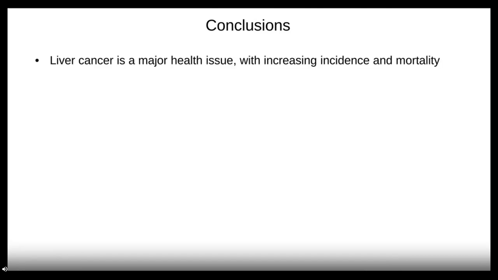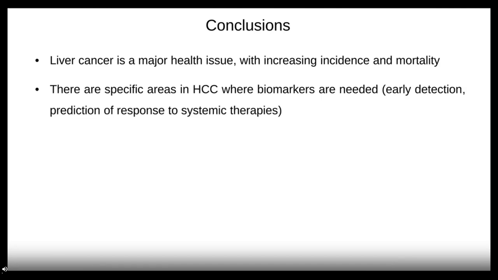So just to summarize the presentation, I would say that liver cancer is a major health issue, and we know that its incidence is increasing worldwide, in the US in particular, and mortality is also increasing. There are specific areas in HCC research where biomarkers are needed, and I would like to highlight two of them. Early detection. The tools that we have are very poor. They only detect 63% of the patients with early tumors. We need something that is better than that, because we're missing a lot of patients with early tumors that can be cured. And secondly, biomarkers are needed to tell us which is the best sequence of treatments the patient will receive to maximize efficacy and minimize toxicity.